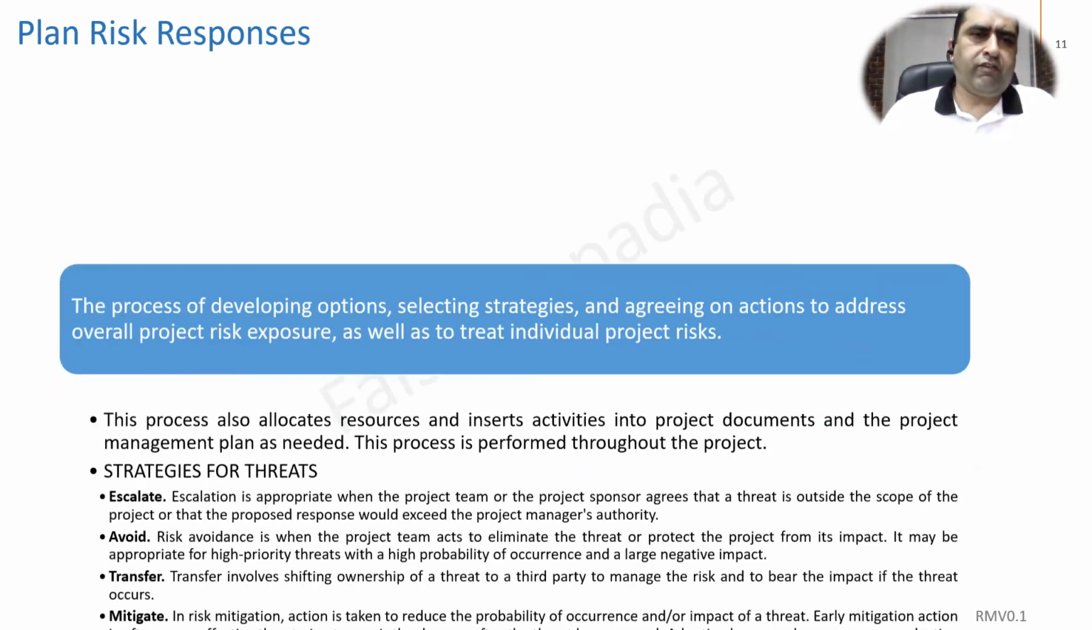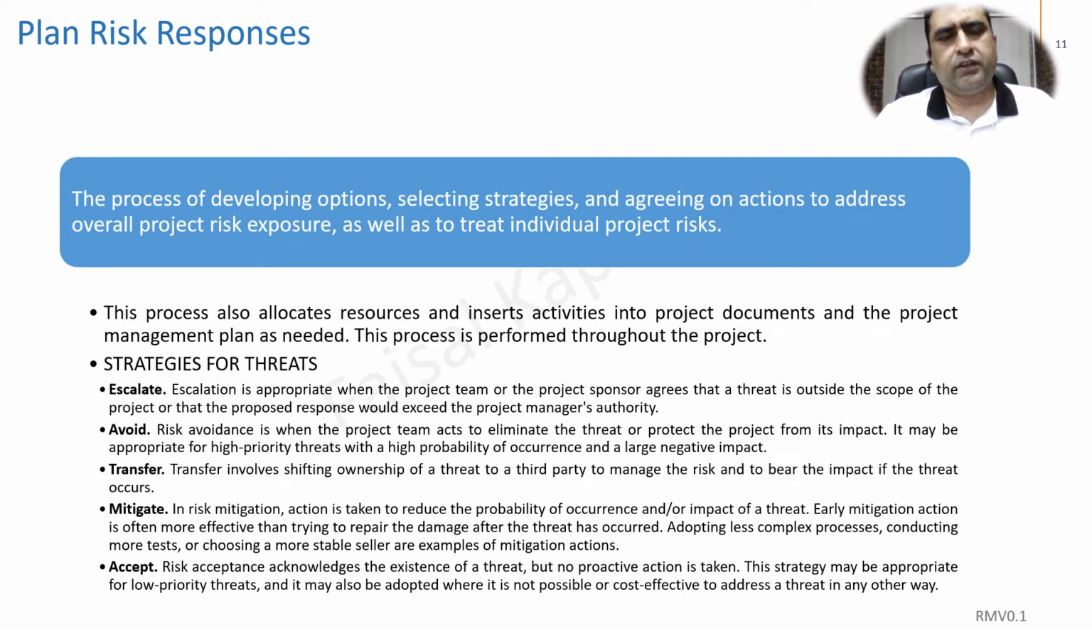Once we have identified the risk and done the initial assessment, we plan the risk responses against each risk. There are 5 types of strategies that we can apply. The number one strategy is to escalate. Escalation happens when there is some risk that is not within the scope of that particular project or is outside the authority of the project manager, who escalates it to the next level, right?